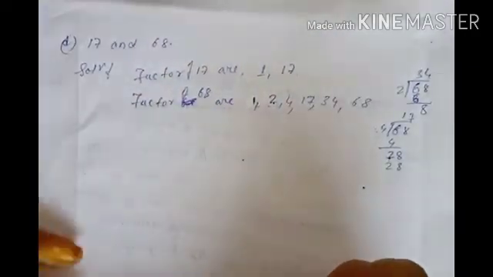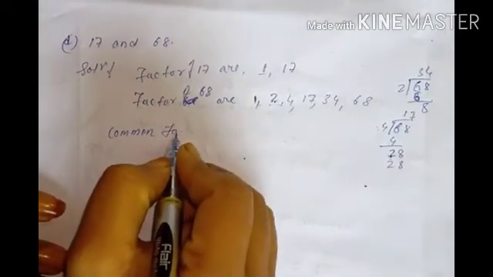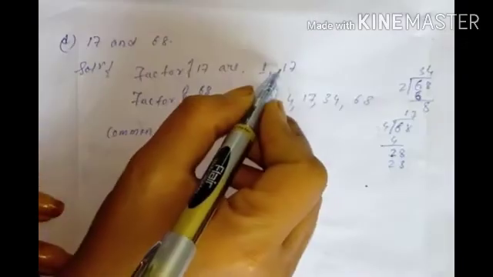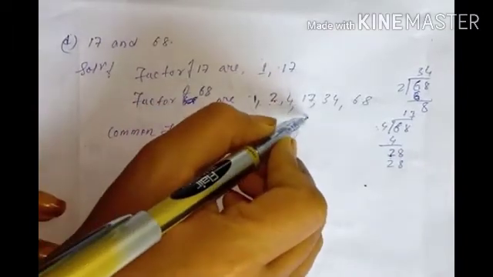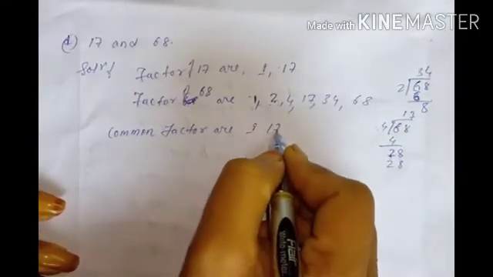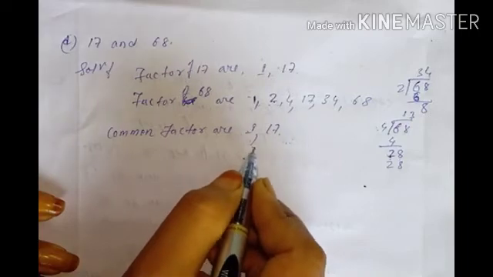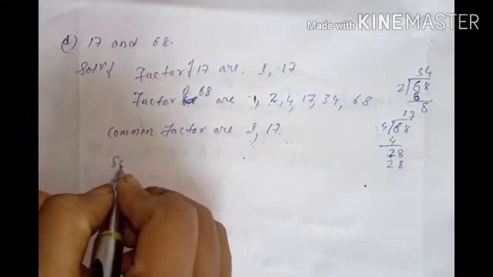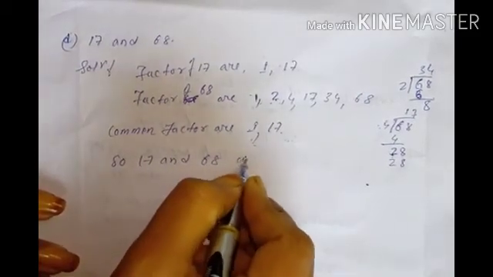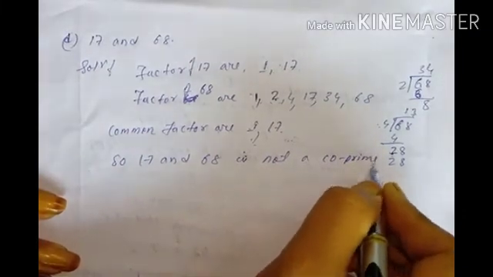Now can you see the common factors here? What are the common factors? Common factors are 1. 1 is common. Next number, 17. 17 is here also and here also, isn't it? 17 is in both the numbers. So what are the common factors? 1 and 17. So here how many common factors? 2 common factors, isn't it? That is 1 and 17. So 17 and 68 are not co-prime numbers.